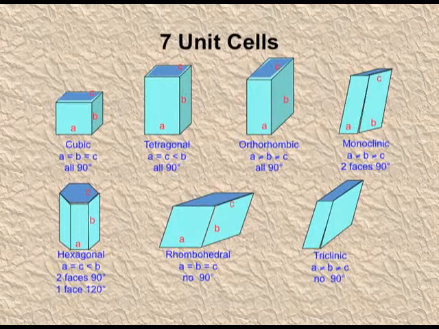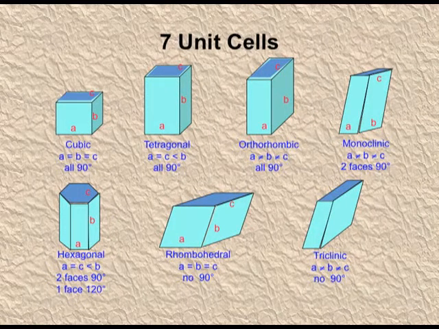There are 7 types of unit cells depending upon the dimensions of the edge lengths and the angles between these edges. Dear children, when a unit cell is repeated in the 3 dimensions, we know that we get the entire crystal lattice.